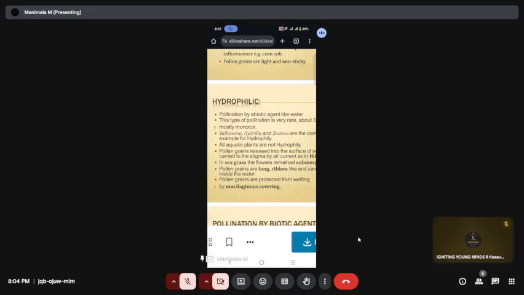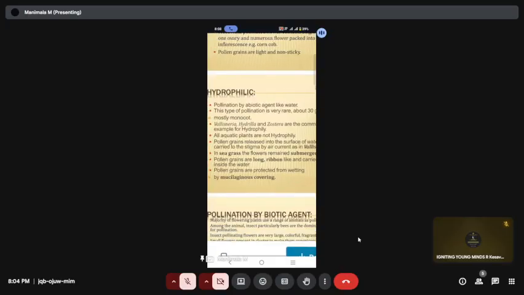Okay, so water pollination also. So what is water pollination? The pollination which takes place with the help of water is called water pollination. This is also known as hydrophily. Mostly it takes place in aquatic plants, especially the submerged ones, the underwater living organisms.